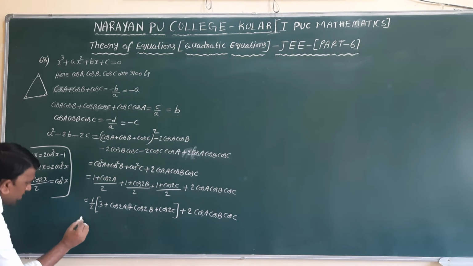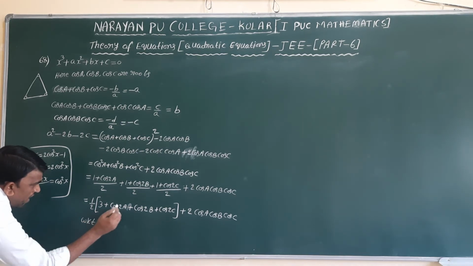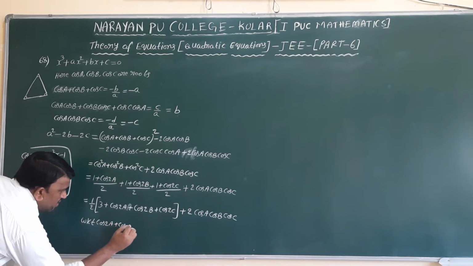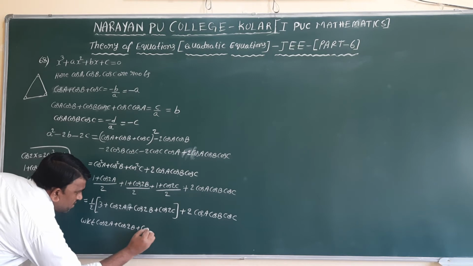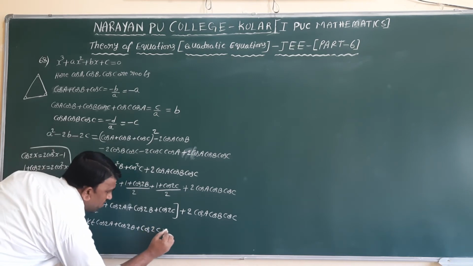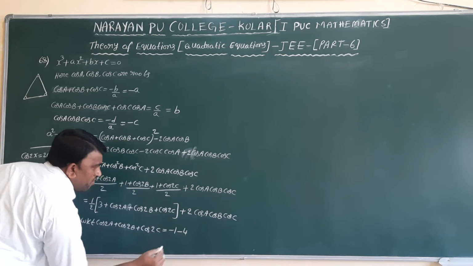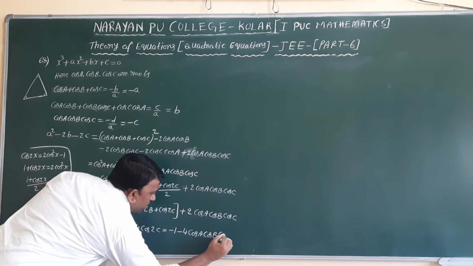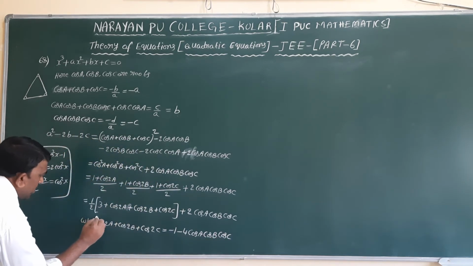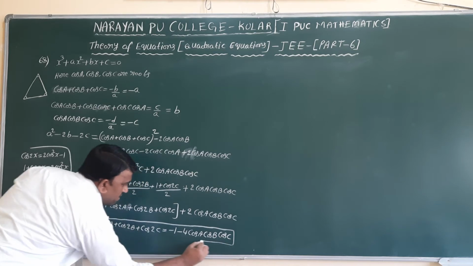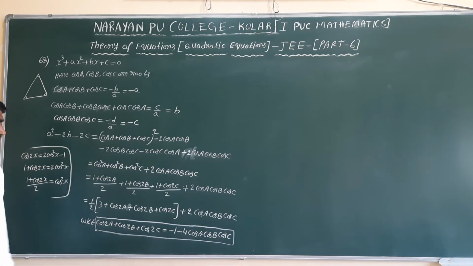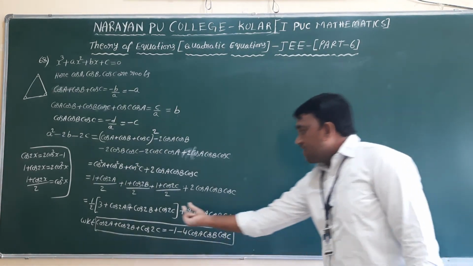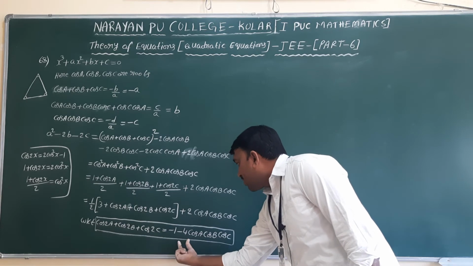But we know that the value of cos 2a plus cos 2b plus cos 2c is equal to minus 1 minus 4 cos a cos b cos c. This is the value of cos 2a plus cos 2b plus cos 2c. In trigonometric identities, trigonometric triangles, we studied this formula. So in place of cos 2a plus cos 2b plus cos 2c, substitute this value.